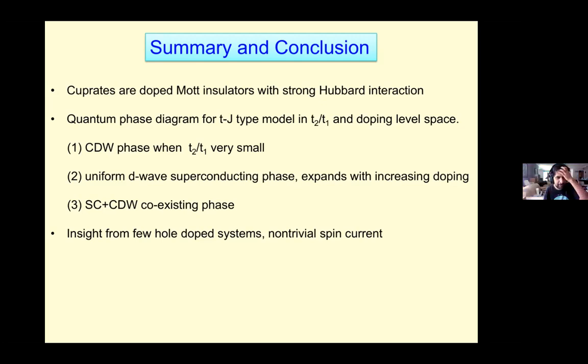Thank you. Very nice talk, Donna. I had a question about, can you give some insight into the spin current? Why is there a spin current around the hole?